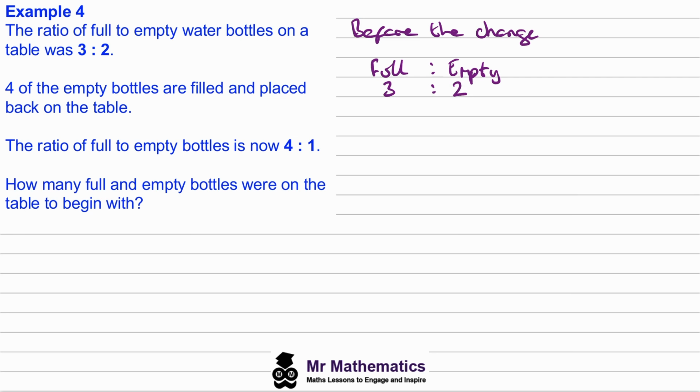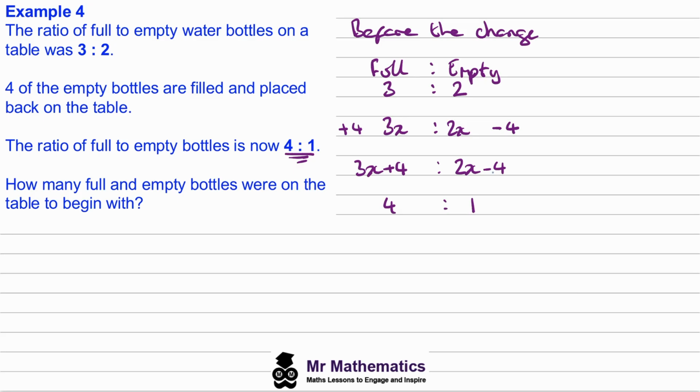And before the change, there were 3 full to every 2 that was empty. And to work out the total number of bottles, we'll multiply this by x. So we've got 3x to 2x. Now we're told that 4 of the empty bottles are filled. So we're losing 4 empty. So we'll take away the 4 from the empty, and then these become full. So we need to add these 4 to the full. So the ratio now becomes 3x plus 4 to 2x take away 4. And we're told this is now equivalent to 4 to 1.